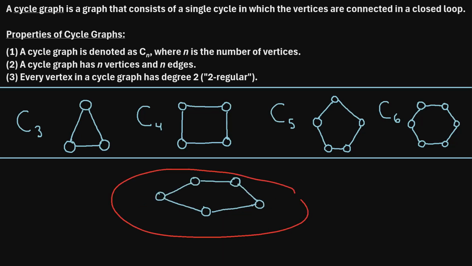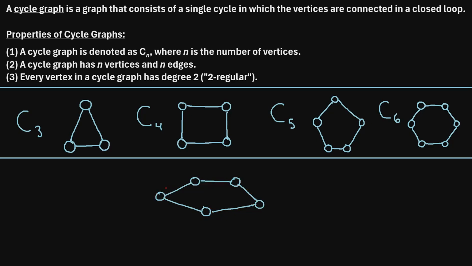All right, now let's consider this graph right here. Is this a cycle graph? Well, it does appear just upon visual inspection that the vertices form one big cycle in a closed loop. And we can also verify that both of these properties are true. So this graph has 1, 2, 3, 4, 5 total vertices and 1, 2, 3, 4, 5 total edges. So it has the same number of vertices as edges, which must be true of a cycle graph.